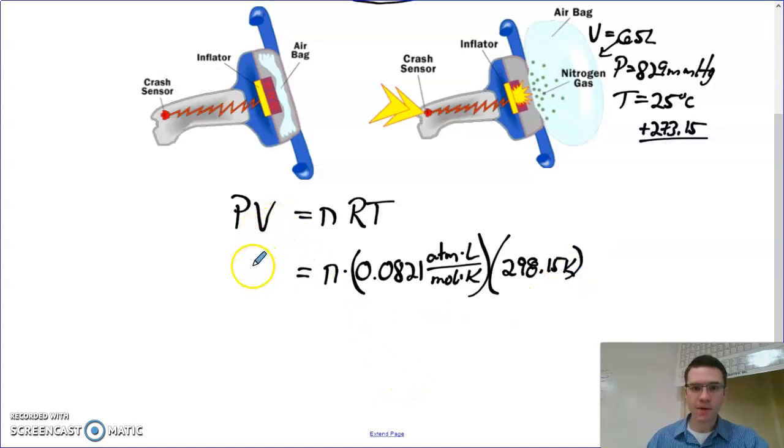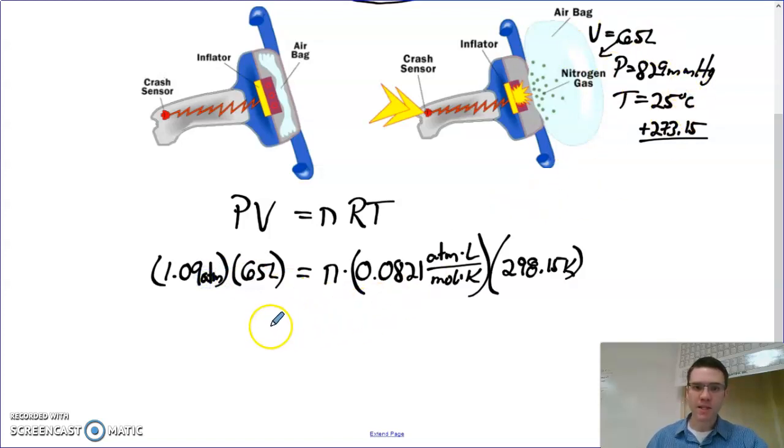The volume was given to us, 65 liters, and the pressure needs to be in units of atmospheres, and that's from our ideal gas law constant. And to convert to atmospheres, you divide this by 760, and I'll just write that in here. You can do that on your own. It's 1.09 atmospheres.